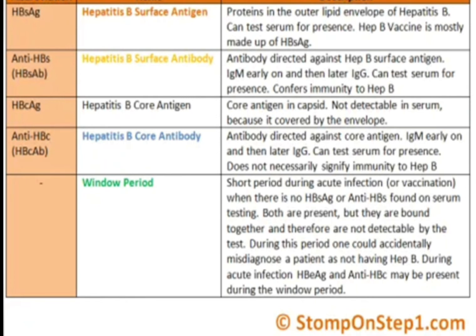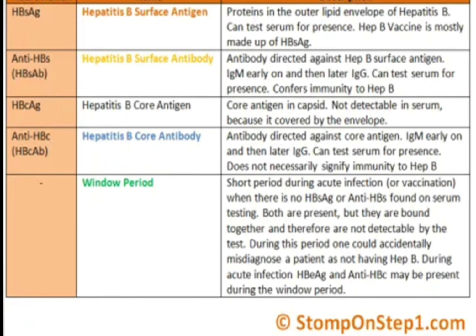Then you've got HBcAg, which is hepatitis B core antigen. Core antigen is encapsulated, not detectable in serum because it's covered by the envelope. Anti-HBc, which is hepatitis B core antibody, is antibody directed against core antigen, IgM early on and then later IgG. You can test serum for presence and it does not necessarily signify immunity to hepatitis B.